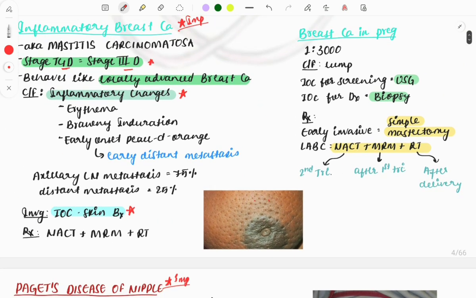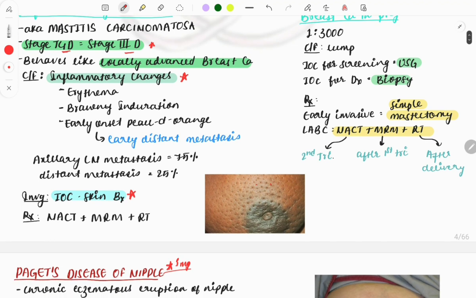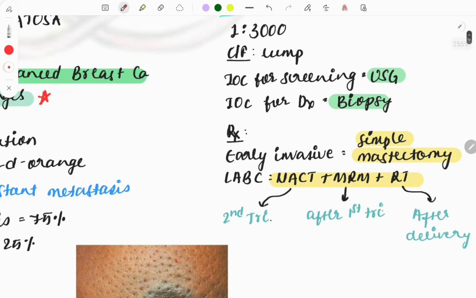Okay, so these are the important things which you must remember from inflammatory breast cancer. Just don't forget the T4 one, the inflammatory changes, and the investigation of choice. Then breast cancer in pregnancy.